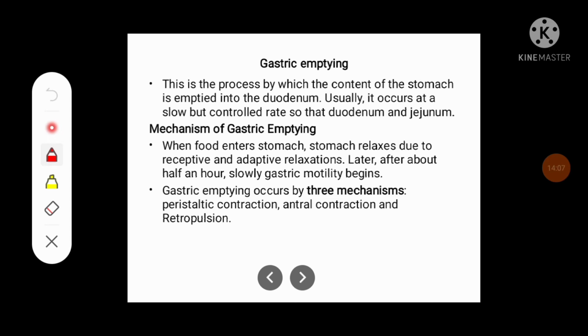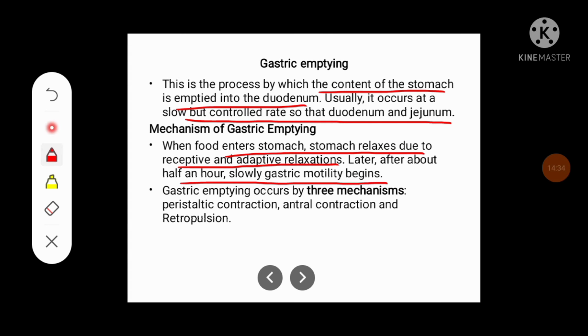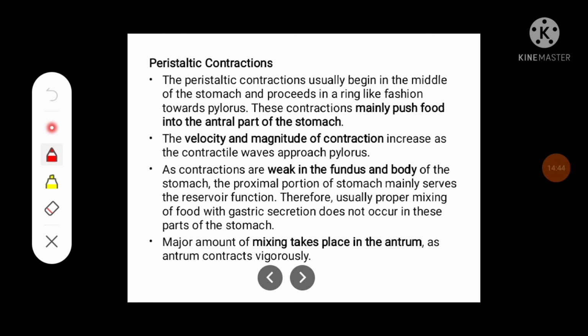Gastric emptying is the process by which the content of the stomach is emptied into the duodenum. Usually it occurs at a slow but controlled rate so that the duodenum and jejunum receive the chyme at a constant rate. Mechanism. When food enters the stomach, the stomach relaxes due to receptive and adaptive relaxation. Later, after about half an hour, gastric motility slowly begins. Gastric emptying occurs by three mechanisms: peristaltic contraction, antral contraction, and retropulsion.